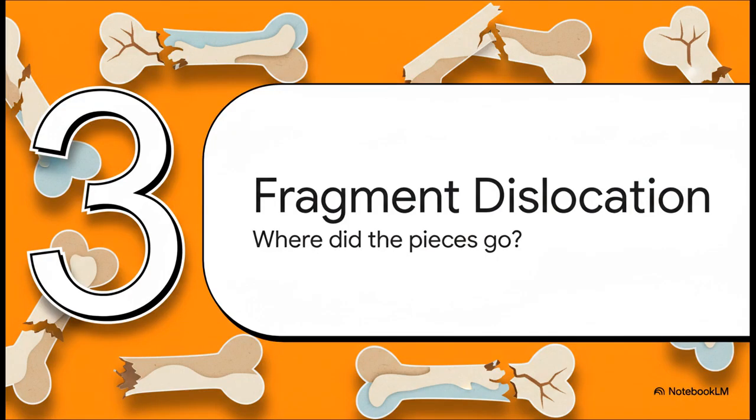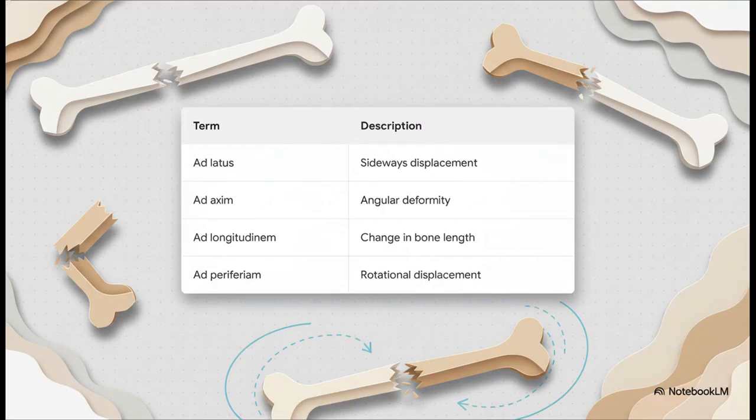Now for part 2, where did all the pieces go? The rule is we always describe the position of the distal fragment in relation to the proximal one. In other words, how have things shifted? Now, to describe where those fragments ended up, we've got 4 main types of dislocation. And yes, they've got these classic Latin names, but they're the bedrock of this universal language. So let's break them down, one by one.